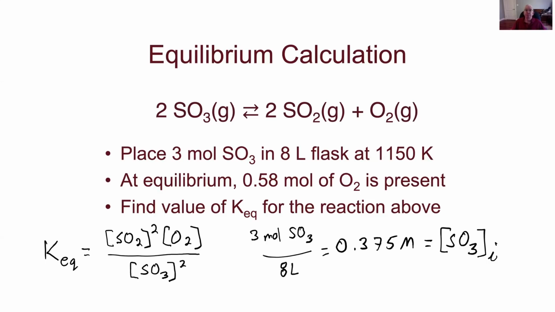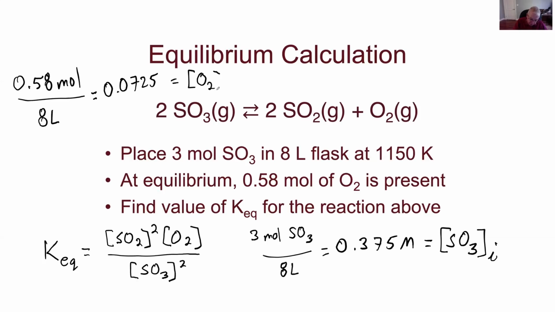All right, one other thing that we know right now is we know how many moles of oxygen we have at the end, right? So if I take those 0.58 moles of oxygen and I divide those by the 8 liters, that says that I have a number for that over here someplace, 0.0725. All right, and that thing is equal to, let's call it the O2 concentration when it gets to equilibrium, okay? So those are the things I know.